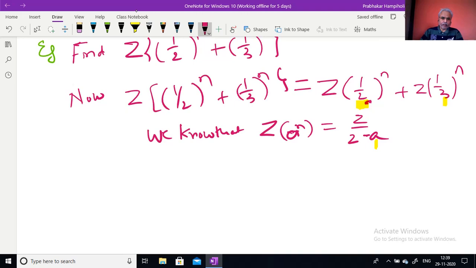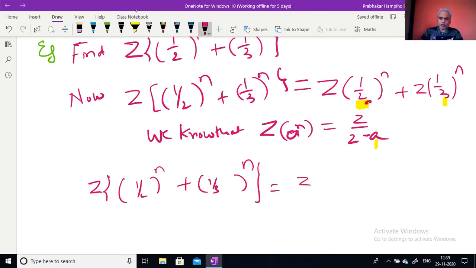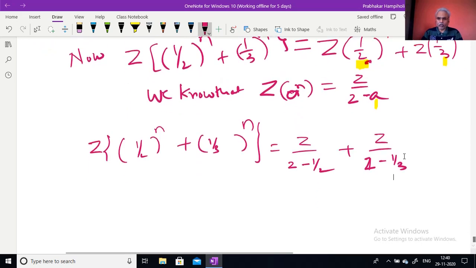Left hand side: the z transformation of this raised to n plus this raised to n, that is half and 1 by 3 raised to n, equals z by z minus a, here a is half, plus z by z minus a. What remains is the simplification. Why not? We should do the simplification. So algebra. So this 2 comes here.